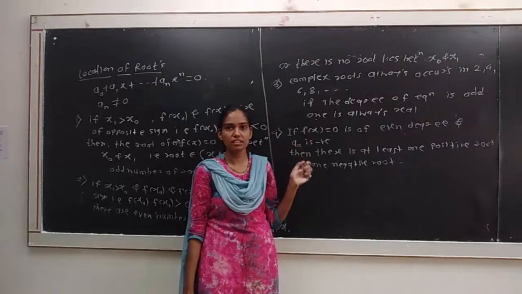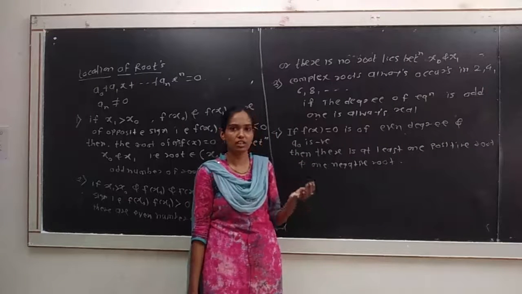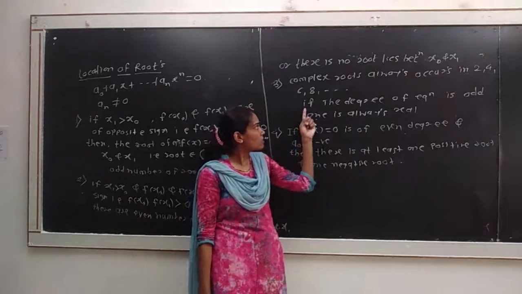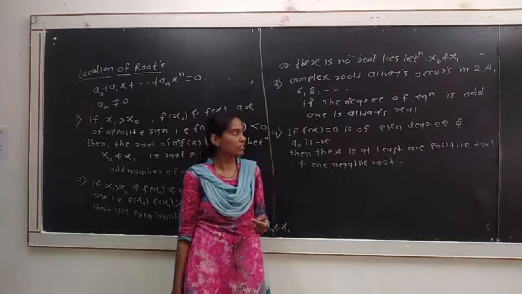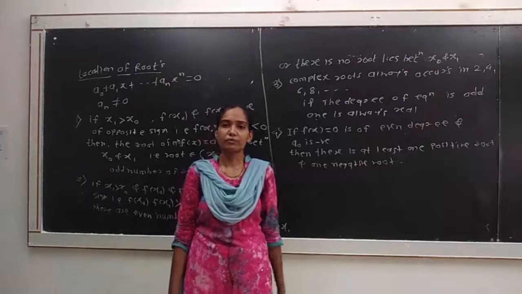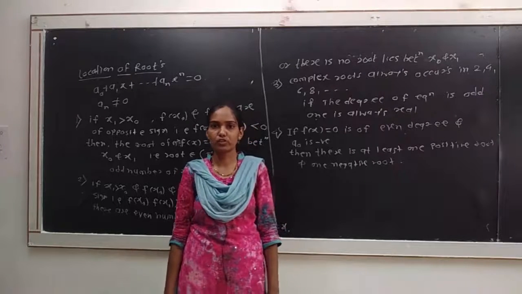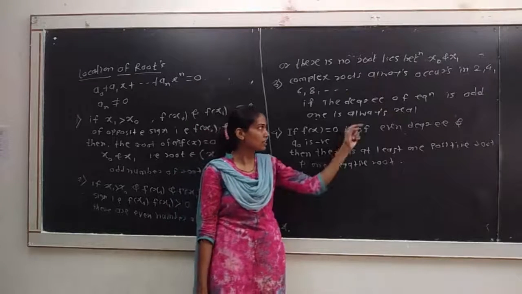Next, if complex roots occur for the given equation, they always occur in pairs, that is, in even numbers 2, 4, 6. So if the degree of the equation is odd, that is, an odd degree equation, and some of its roots are complex, then at least one root must be a real root.